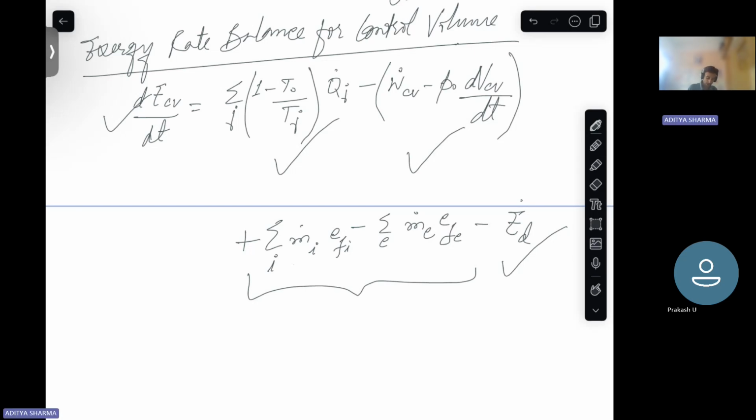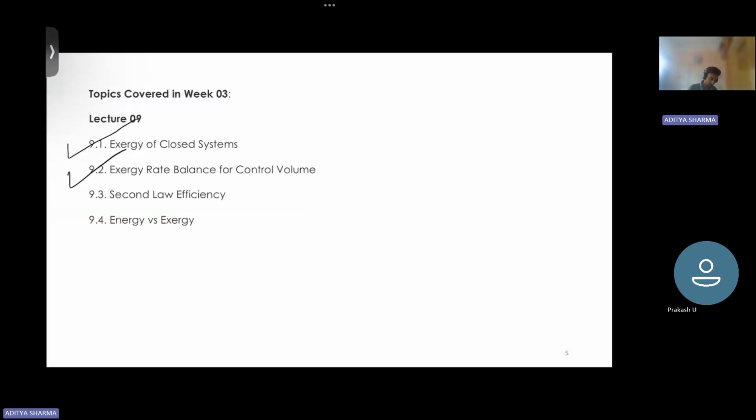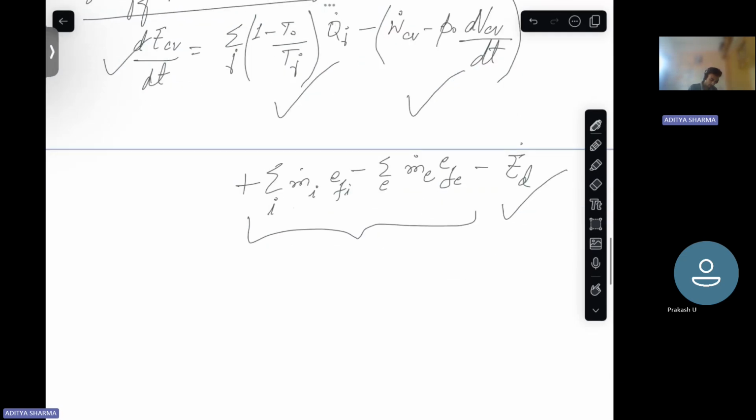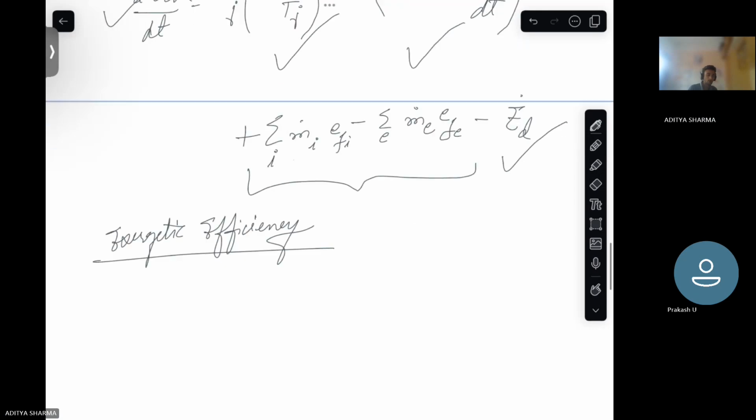Then the next topic is second law efficiency, which is also exergetic efficiency. I'll just write the formula for it. This is denoted by epsilon. I'll just briefly discuss what all these terms are.